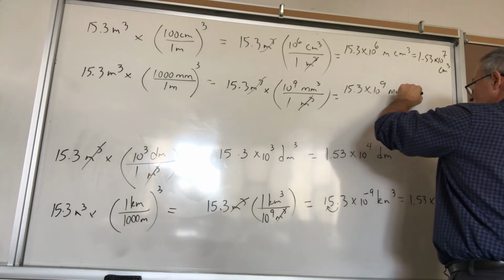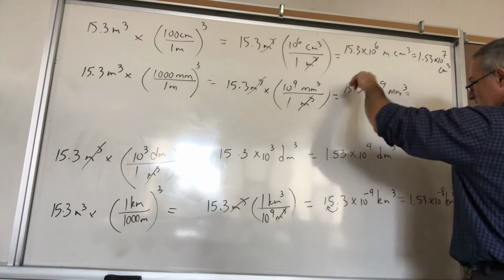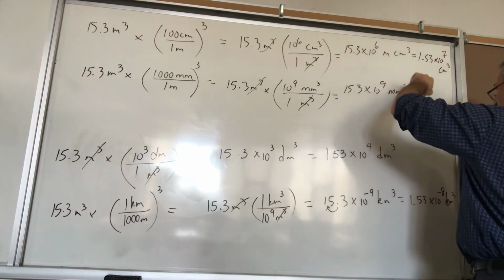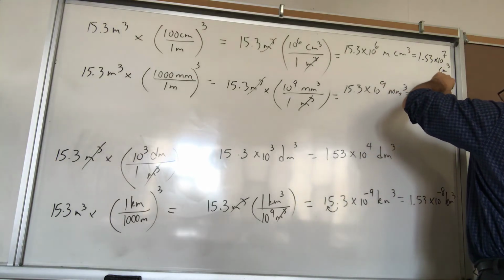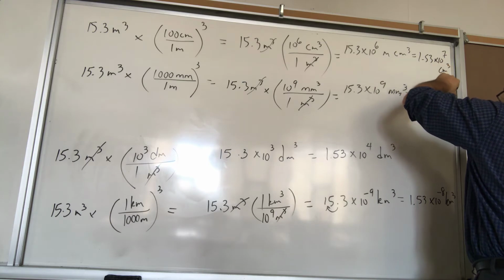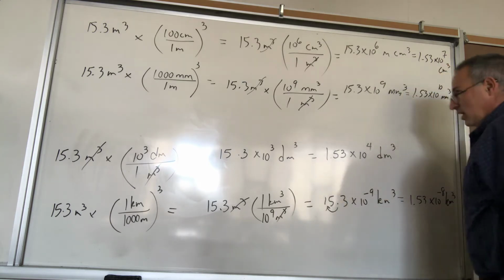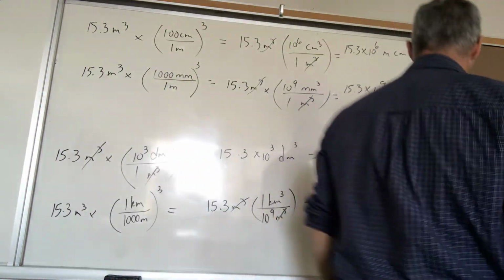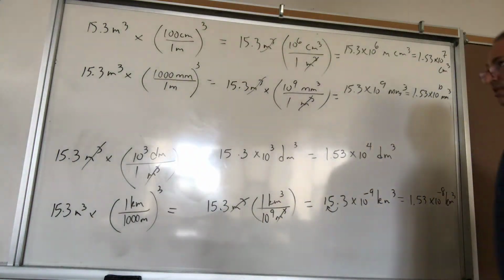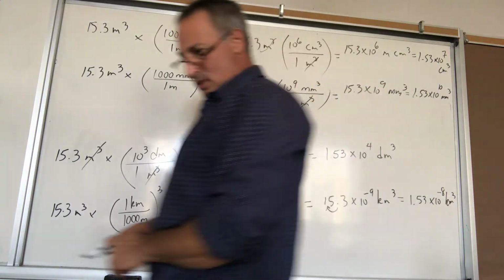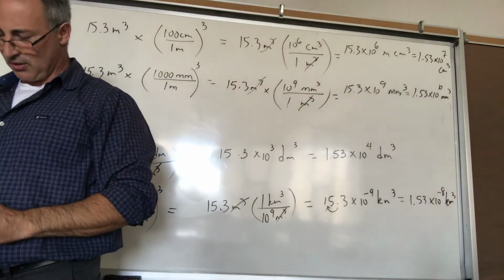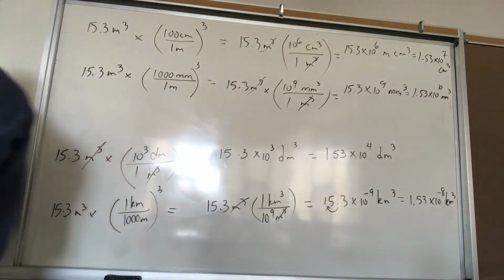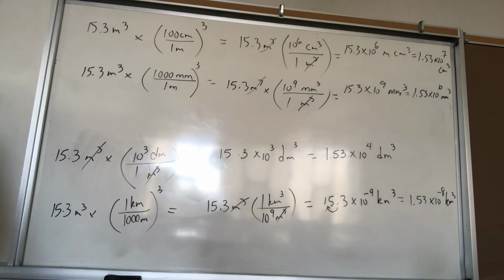And you can rewrite it in scientific notation by moving that decimal over. You get 1.53 times 10 to the power of 10 millimeters cubed. So 15.3 meters cubed is equal to 15,300,000,000 millimeters cubed. And that covers what I want to do for unit conversions. I think you have enough material there to learn what it is that you need to know how to do.